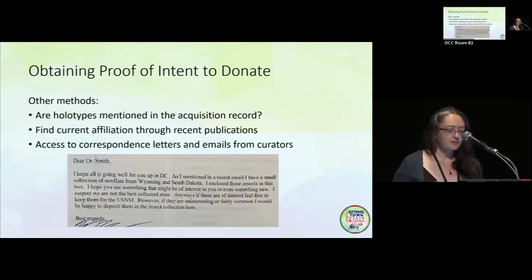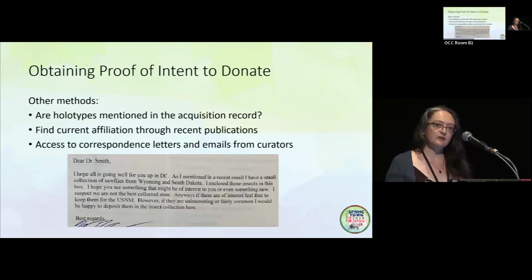Other techniques I have employed include researching the holotype. If holotypes are mentioned in the inventory by genus and species, there's a significant chance that the donor was the same individual who wrote that publication. The type publications almost always name the repository that is now holding that holotype for study, and it also usually names how the researcher obtained it. So we can use that as proof of intent to donate.